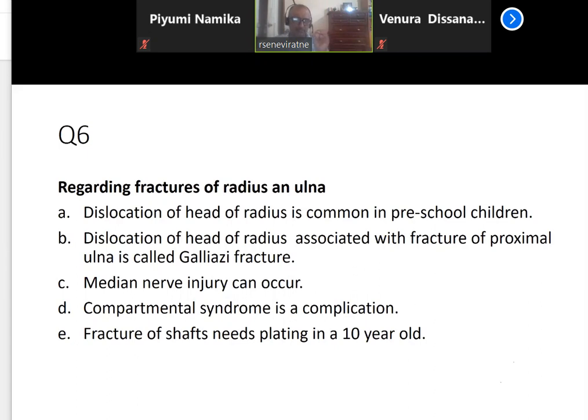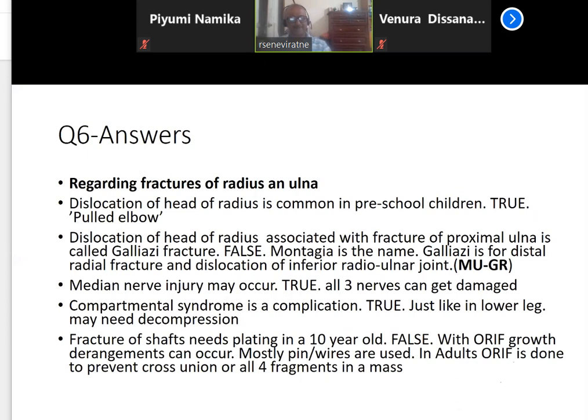You have to manage properly. So you have to treat it accurately in children under 15 or 18-year-olds by using minimum metalwork but more manipulation and POP, or in adults by using plating. So don't confuse this Monteggia Galeazzi thing, right? Very easy to confuse. In radius and ulnar fractures, actually all three nerves can get damaged.